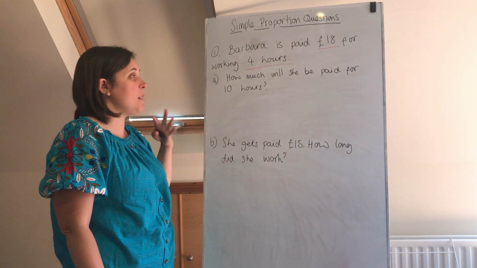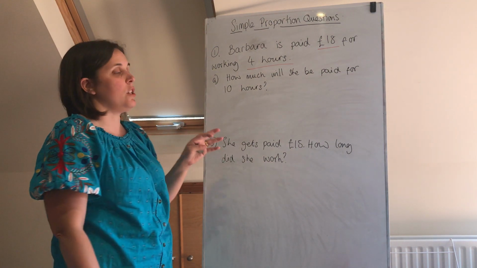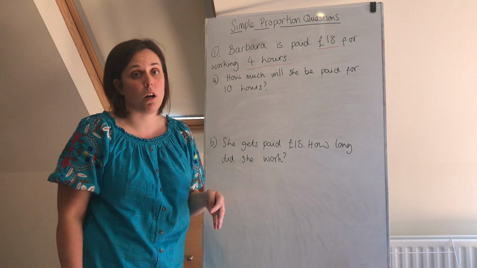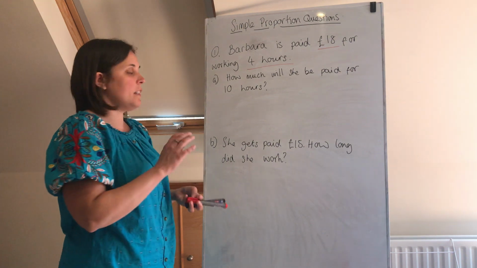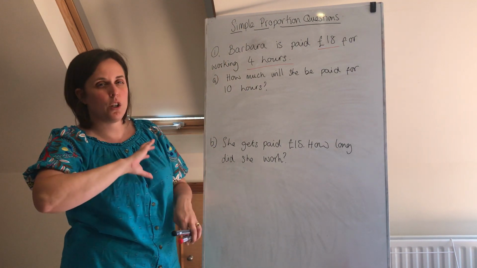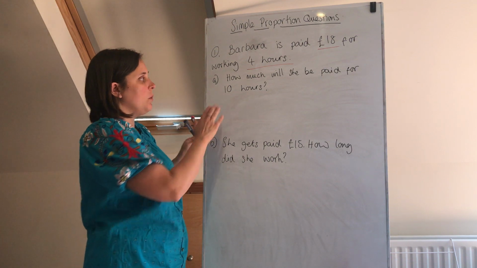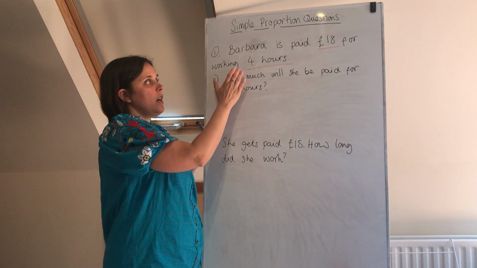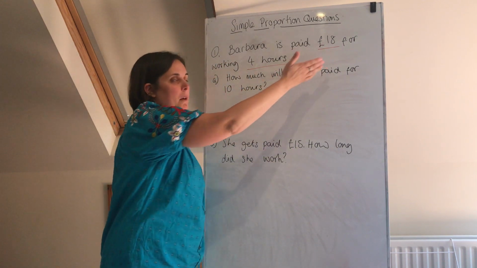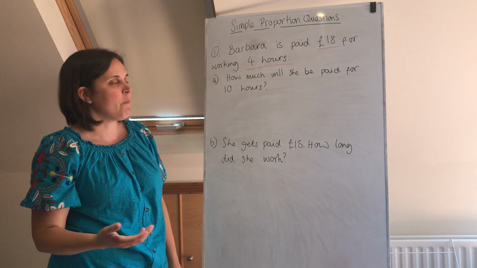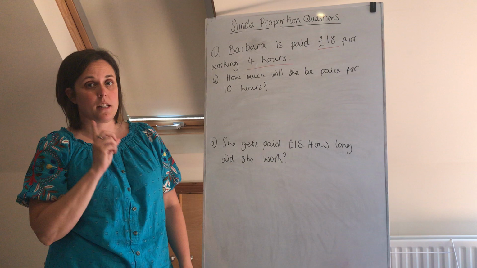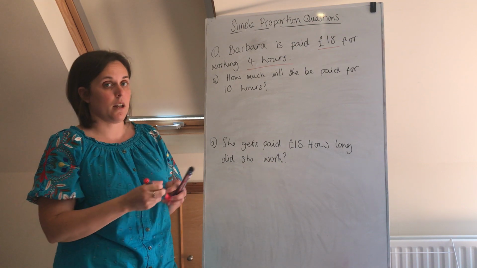Now probably the most simple way of doing this is to work out the unit value. In other words, how much is she getting paid per hour, and then we can scale it up. Having said that, if these numbers go into each other quickly and nicely, then you could work it out a different way. For example, if this said 8 hours, then if we know what it is for 4 hours, 8 is double 4, so it makes sense that she would get double the pay. But it doesn't, it says 10. So in this case, it's probably easier to go back down to 1 hour and then work out 10 hours.